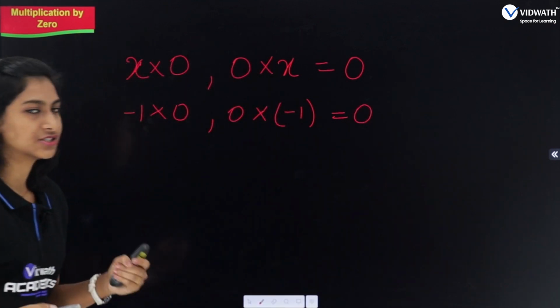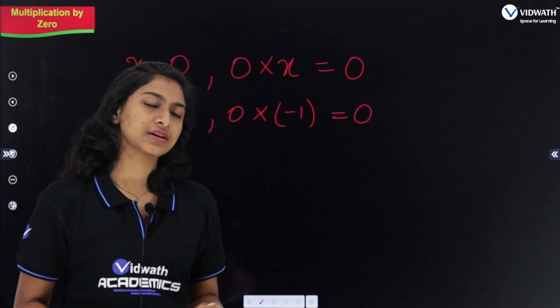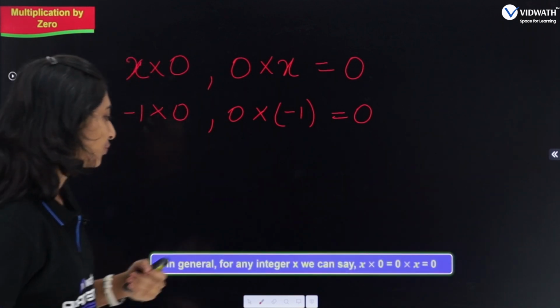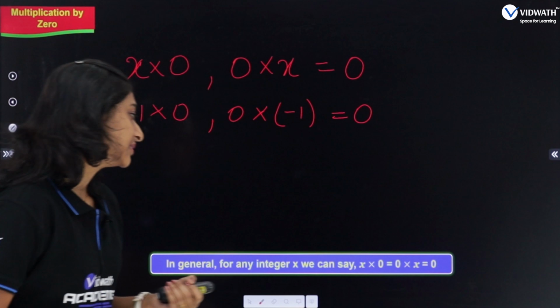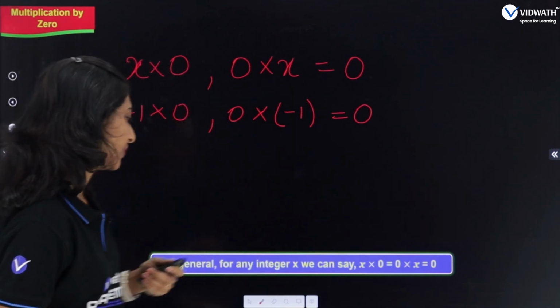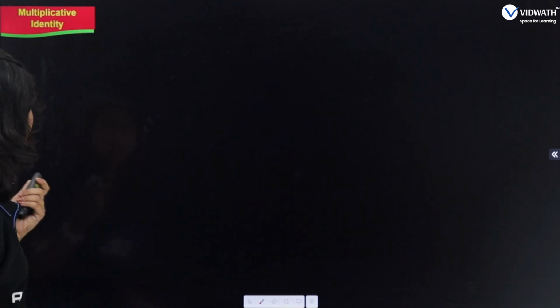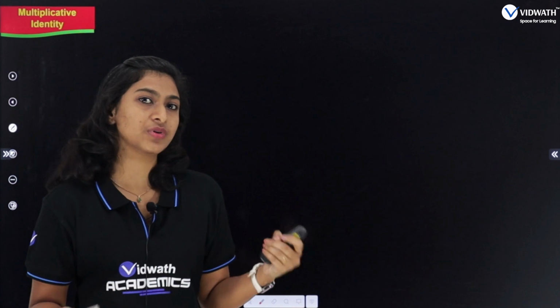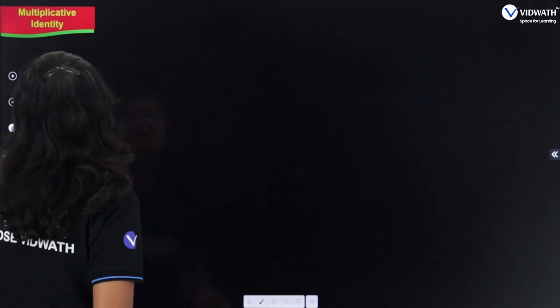So if you multiply 0 with any integer, you will get 0 only. So in general, for any integer x, we say that x into 0 is equal to 0 into x, which is equal to 0. Therefore, we can say that if you multiply any integer with 0, we get 0.